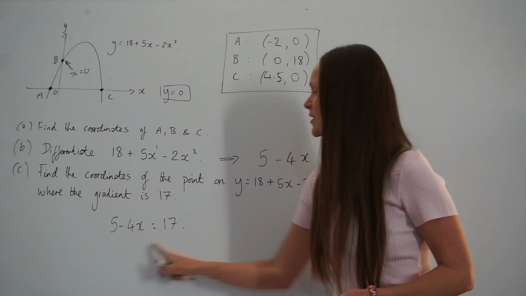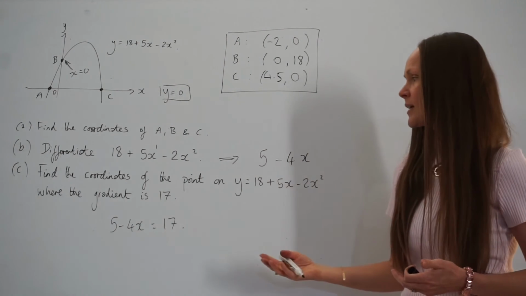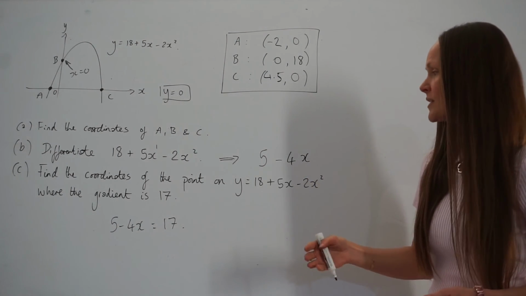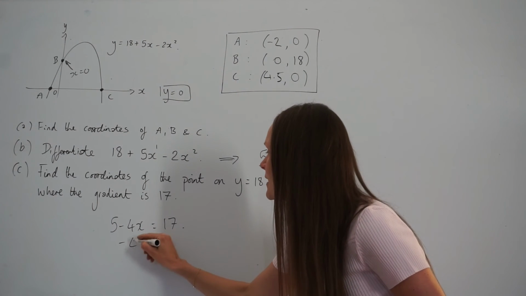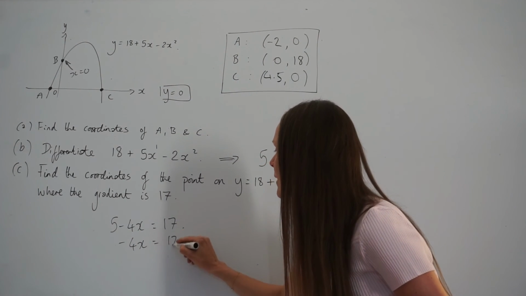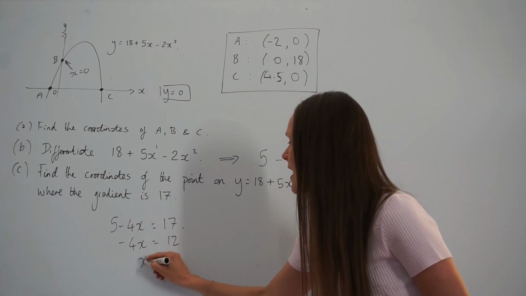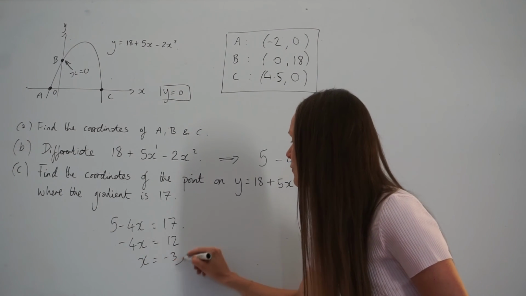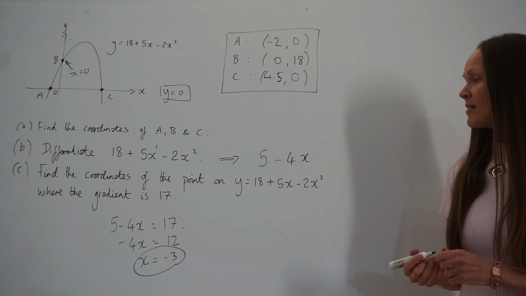Now, if you solve this equation, you're finding the x-coordinate of that point. Okay, so you're halfway there. So let's solve this equation. So I'm going to subtract 5 on both sides. So I have negative 4x is equal to 12. And then if I divide both sides by negative 4, I find that x is equal to negative 3. So there is the x-coordinate of the point in part C.